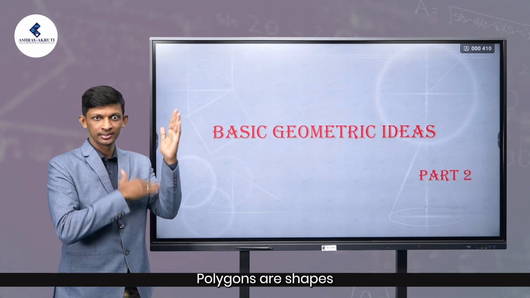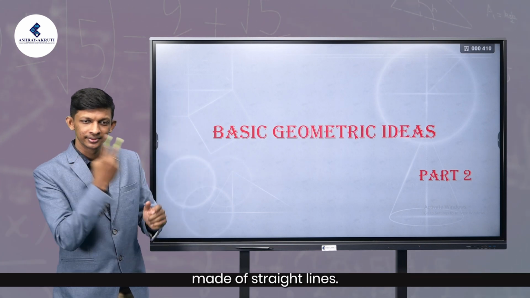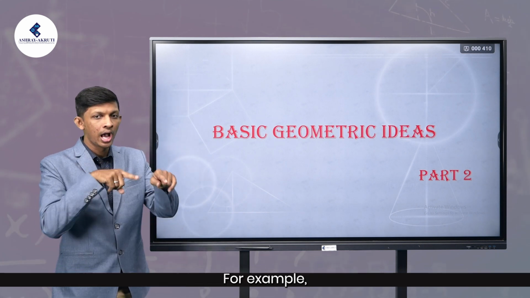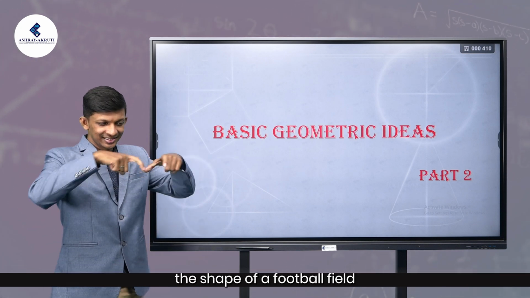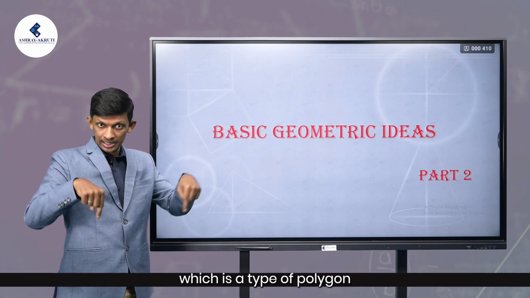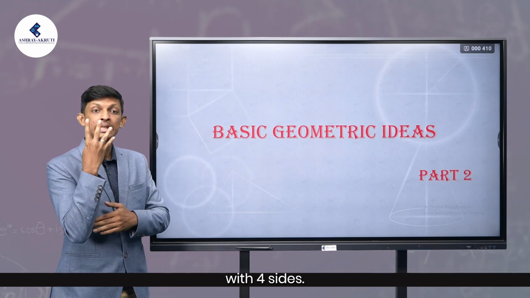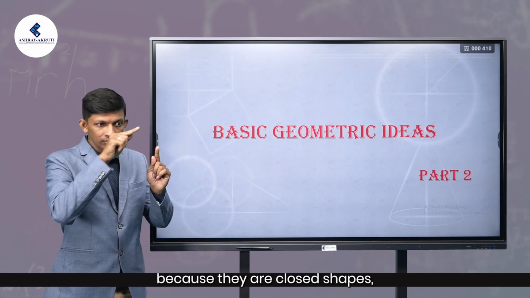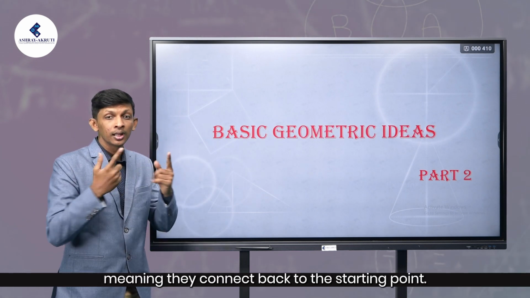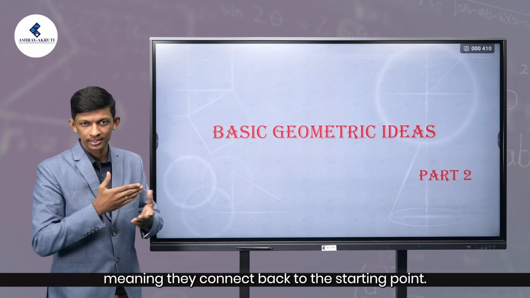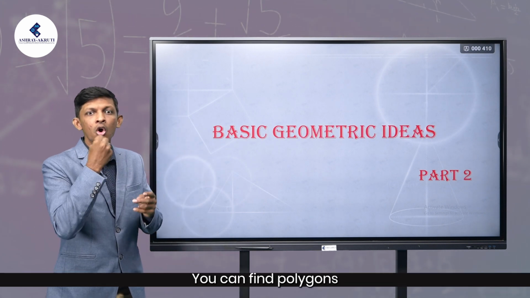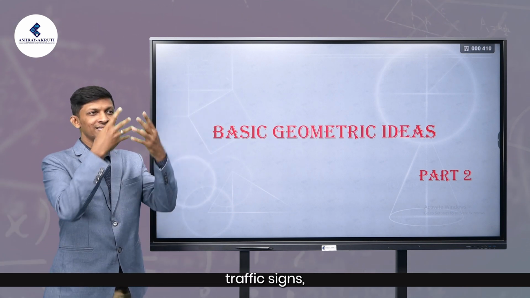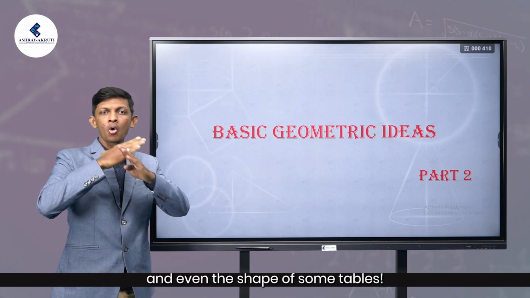Children, polygons are shapes made of straight lines. You can see polygons everywhere. For example, the shape of a football field is a rectangle, which is a type of polygon with 4 sides. Polygons are special because they are closed shapes, meaning they connect back to the starting point. You can find polygons in everyday objects like windows, traffic signs, and even the shape of some tables.